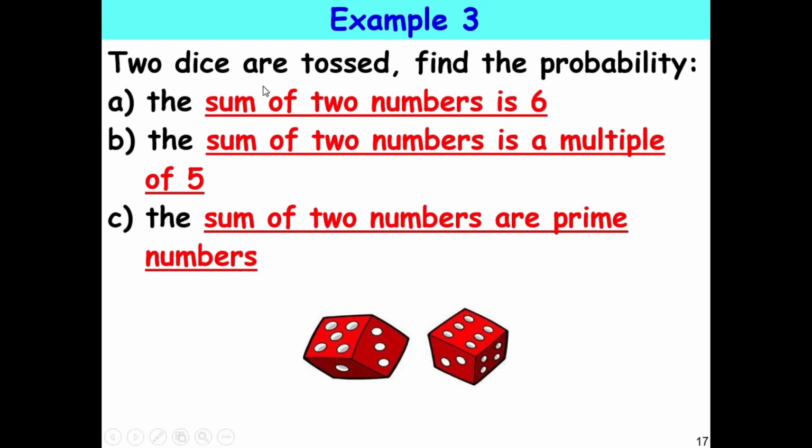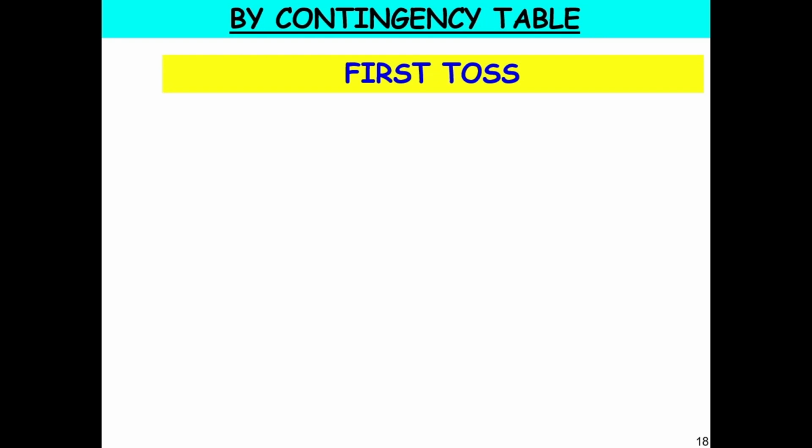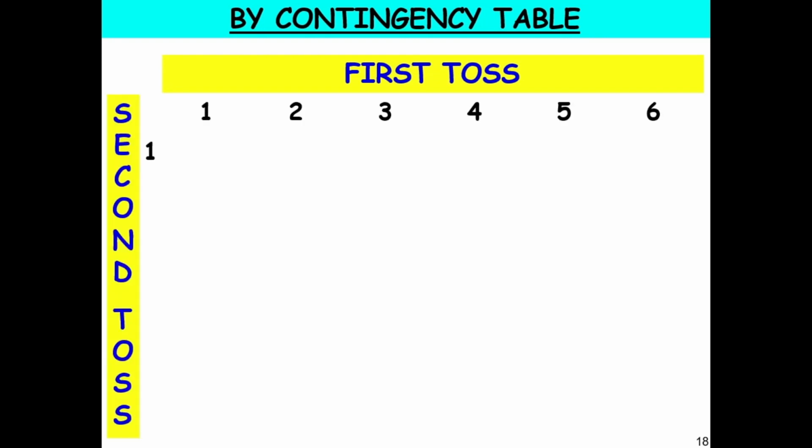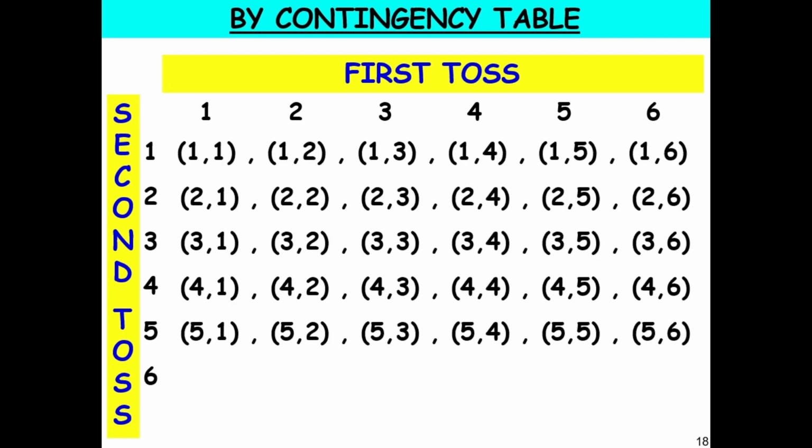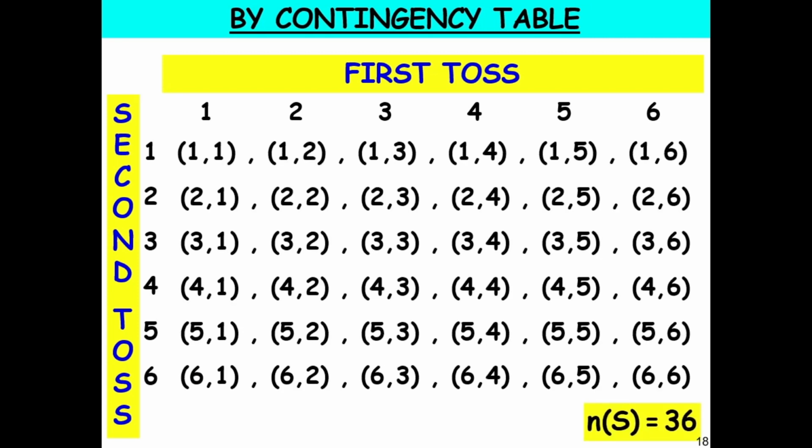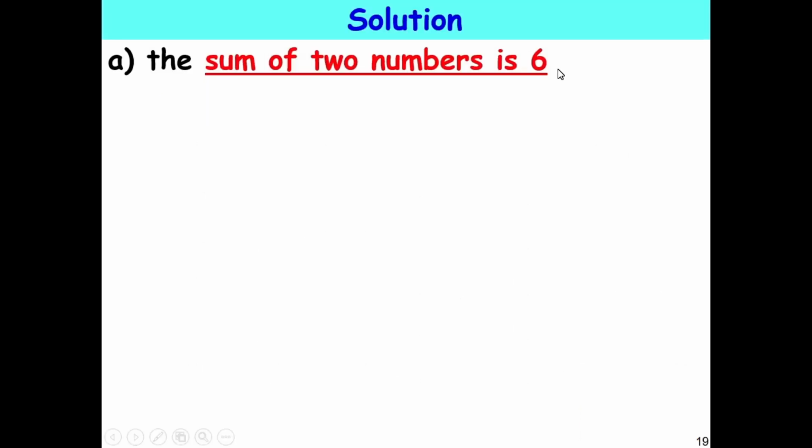Example: two dice are tossed. Find the probability A, the sum of the two numbers is 6. So the first step here is we are going to list down all the possible outcomes. As we know, when we toss a die twice, we are going to have 36 outcomes. So the number of the sample space is 36. As we know from the contingency table, the number of the sample space is 36.